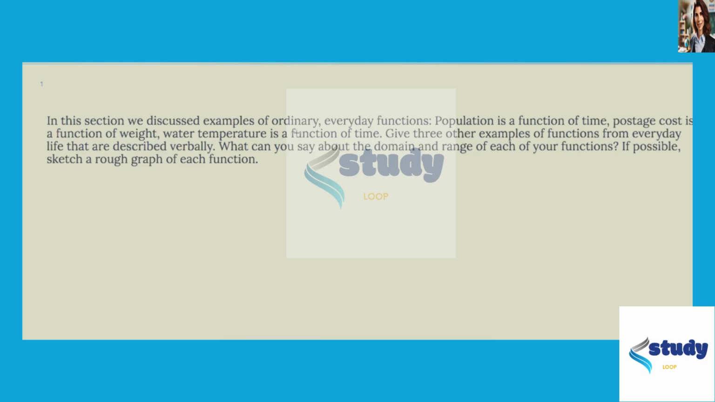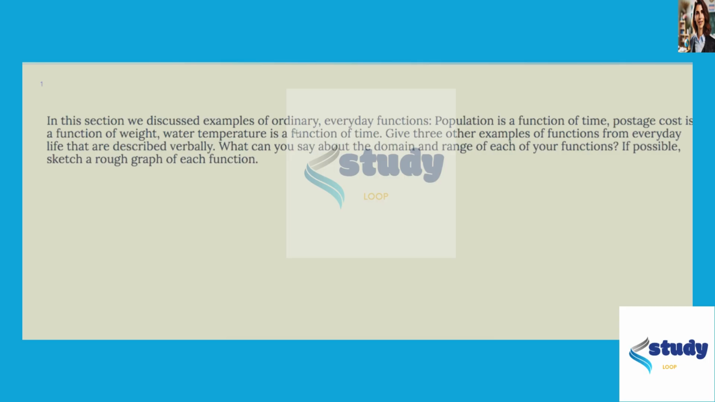Hi, my name is Jeffrey, and we'll be doing a problem from section 1.1, number 6, from Stewart, 8th edition. In this section, we discuss examples of ordinary everyday functions. Population is a function of time. Postage cost is a function of weight. Water temperature is a function of time.